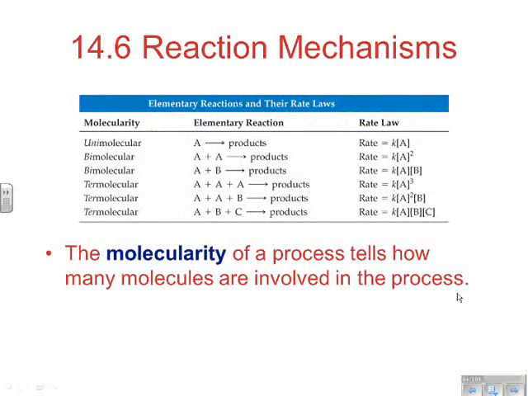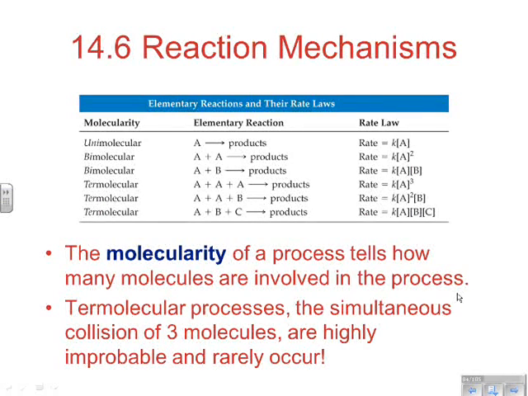Now, when we take a look at the individual elementary steps, one of the things we're going to use to describe how those collisions are actually reacting is called molecularity. Molecularity tells how many molecules are involved in an elementary step. Termolecular processes, with ter meaning basically three things colliding, are the simultaneous collisions of three molecules.